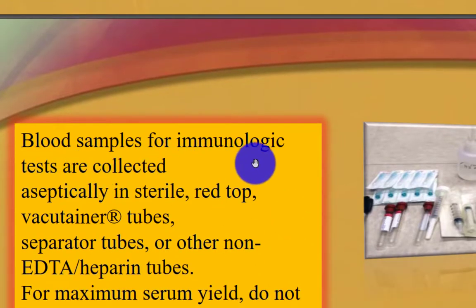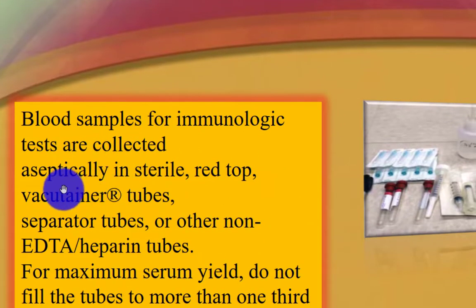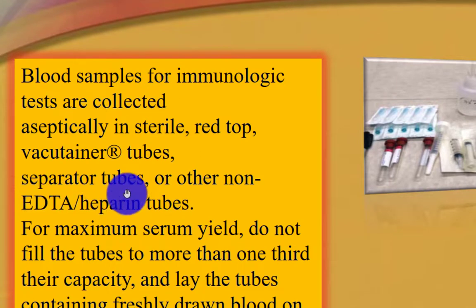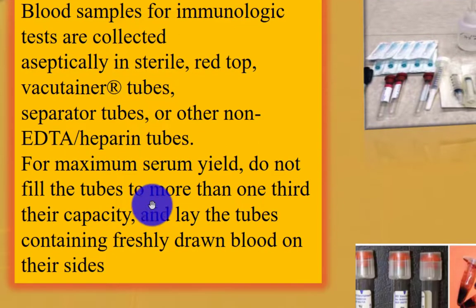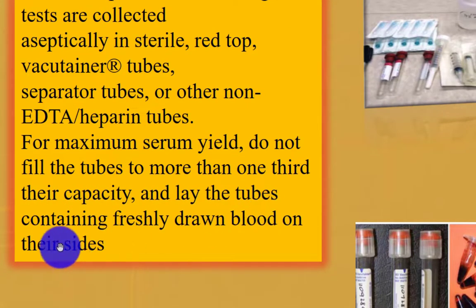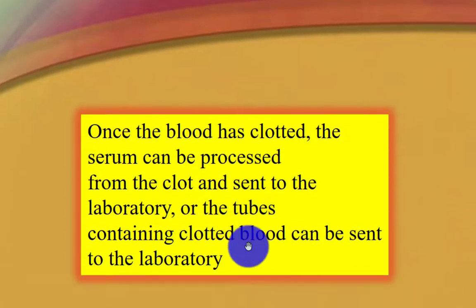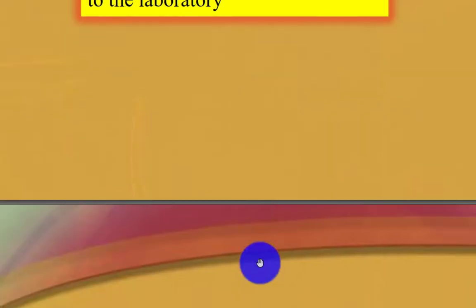Blood samples for immunological tests are collected aseptically in sterile top vacuum tubes, serum separator tubes, or other non-heparin tubes for a maximum serum yield. Don't fill the tube to more than 1/3 of its capacity, and lay the tubes containing freshly drawn blood on their sides. Once the blood has clotted, the serum can be separated from the clot and sent to the laboratory, or the tubes containing clotted blood can be sent to the laboratory.